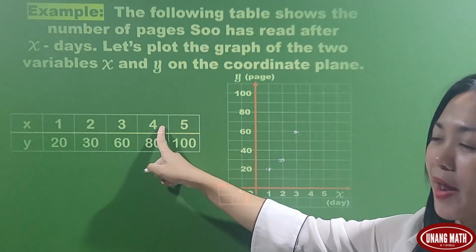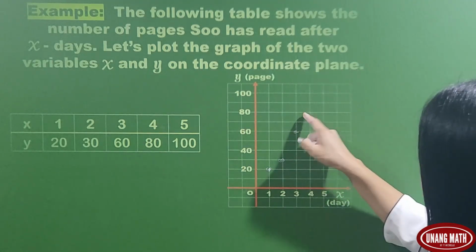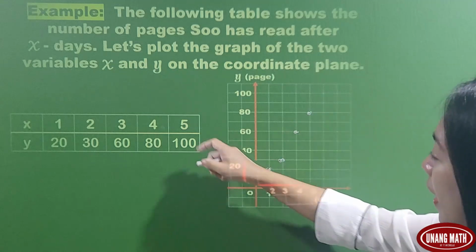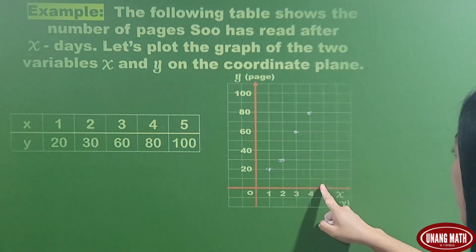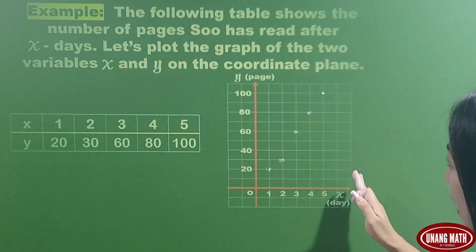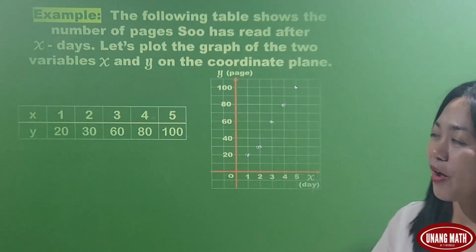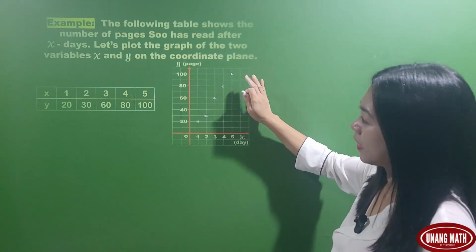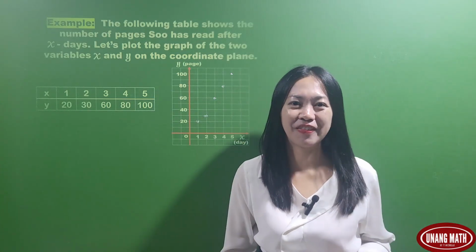Next ordered pair is 4 and 80. So 4 days, 80 pages. So this is the point. And then the last ordered pair is 5 and 100. So the x-coordinate is 5, the y-coordinate is 100. So we already plotted these ordered pairs. We are not going to connect the dots because the information given is not enough.